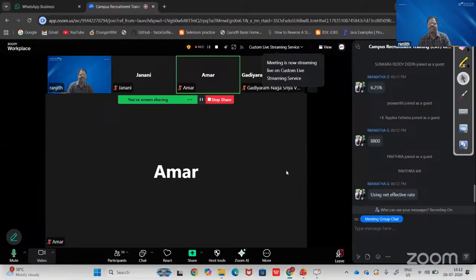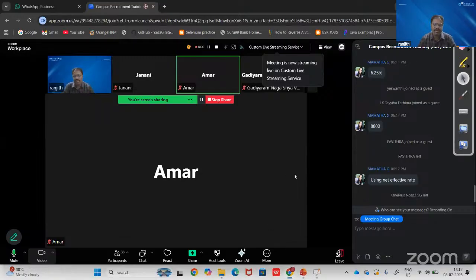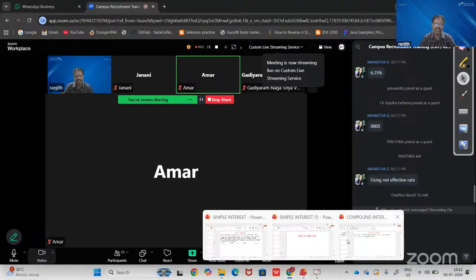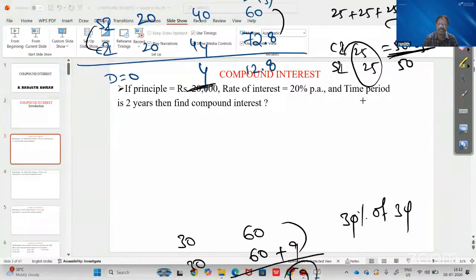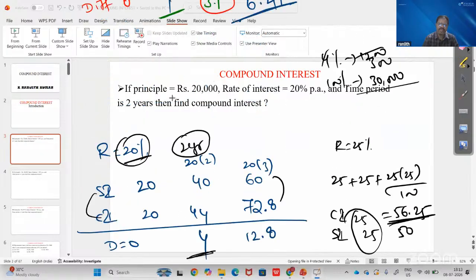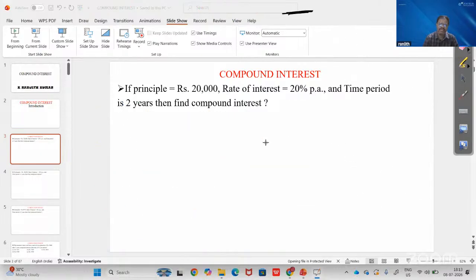Using net effective. Yes. So we need to go with the net effective rate. So that will be equal to 20 percent per annum. Just now we discussed 20 percent per annum. What is 20 percent per annum for 2 years? 44 percent. Directly 44% of 20,000. Percent is cancelled. So the answer will be equal to 8,800. This is compound interest.